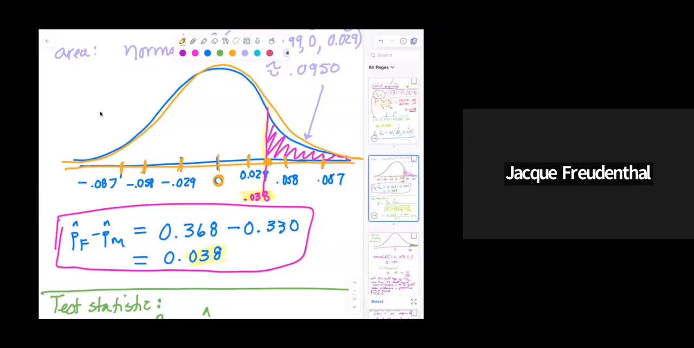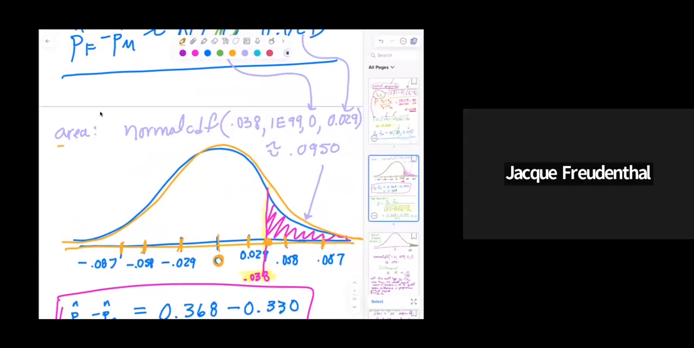Okay, so I can find my p-value. I can use my calculator, and we're going to be using StatCrunch as well. But because we're looking at proportions, that's a normal CDF. So we go to second vars, just to remind you that those are the 2 buttons that you push to get to the normal CDF. You enter in the lower of 0.038, the upper of infinity, and then the mean and the standard deviation from the distribution that we just identified. Okay, so we get a p-value of 0.0950.